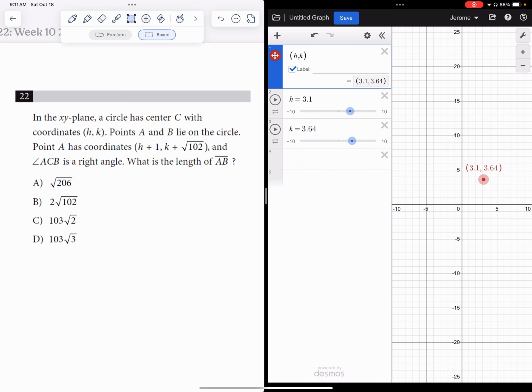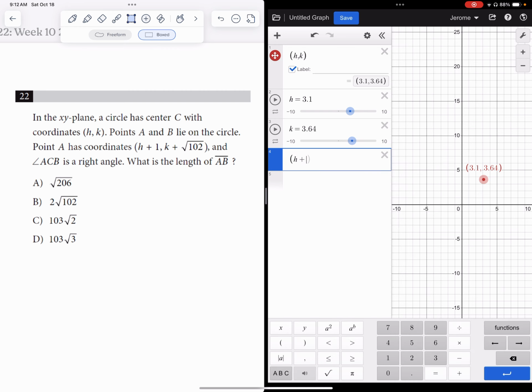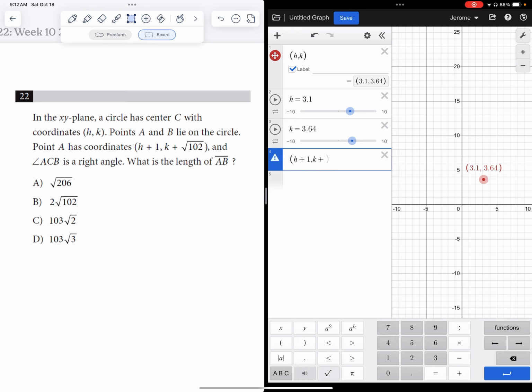And then let's plot the new point here also, parentheses h plus 1. So that essentially just means it moves to the right of that center point, comma, and then k plus the square root of 102. So it goes up the square root of 102. So k plus square root of 102 there. And let's put that point on there.